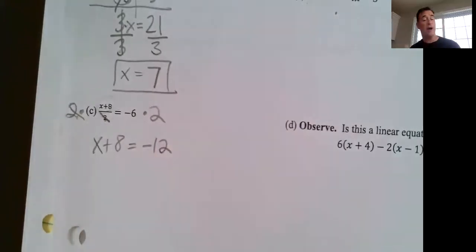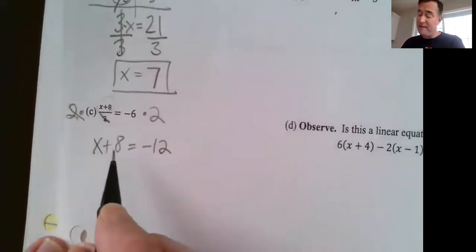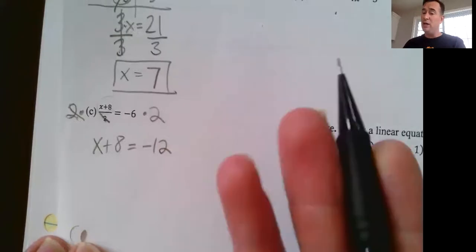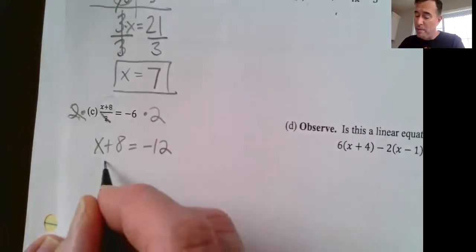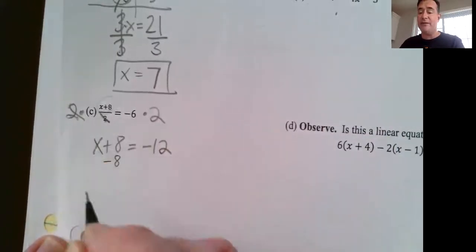And now I have a pretty simple problem. x plus 8 is equal to negative 12. Again, we're still doing the same steps. To be able to get that x by itself, I have to get rid of the plus 8. So I have to do the inverse, or the opposite operation, and do a minus 8, or a negative 8, there so that I can have a 0 pair.